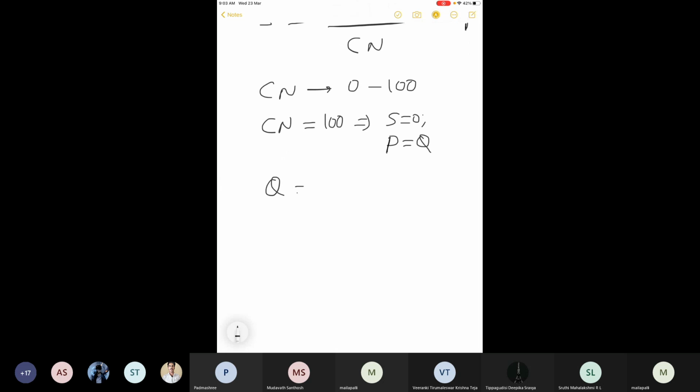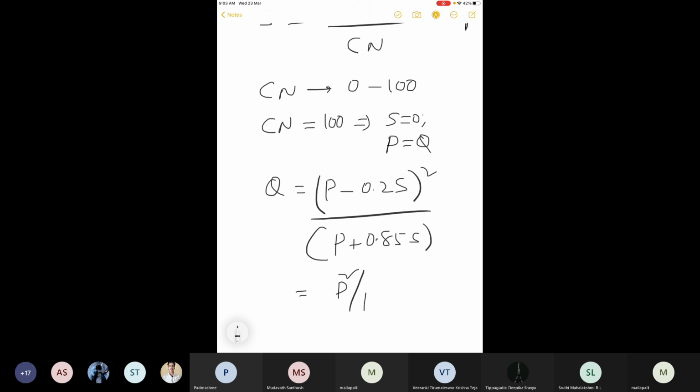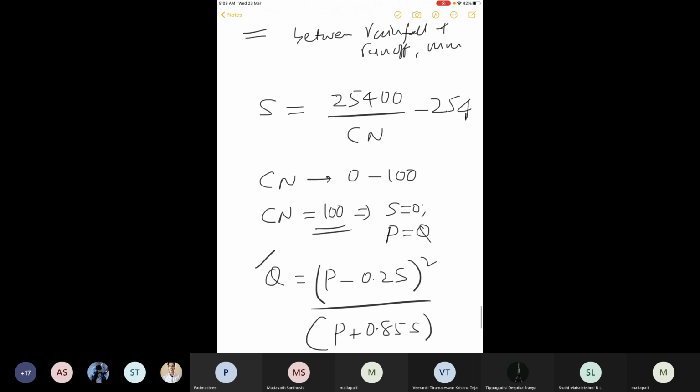If you substitute it here, Q is equal to (P minus 0.2 S) whole square divided by (P plus 0.8 S). Since S equal to 0 here, P square by P is equal to P, so Q is equal to P. For Cn equal to 100, from the above equation, 25400 divided by 100 is 254, minus 254, so you get S equal to 0.